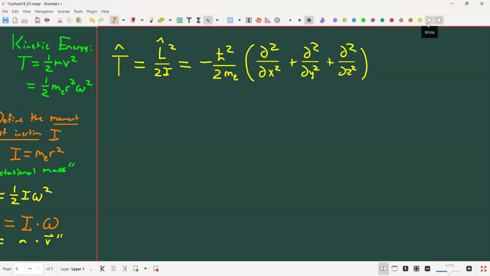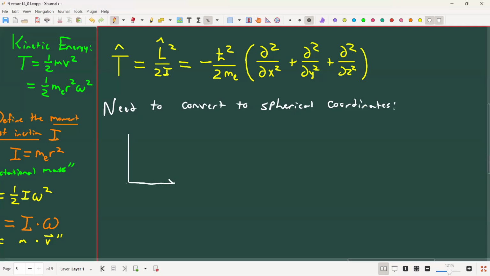But I'm not going to use polar coordinates, because polar coordinates are two-dimensional and we have a 3D problem. So let's forget about polar and go to the next step, which is spherical coordinates, the coordinates of a sphere instead of a circle. So we need to convert to spherical coordinates. All right, so let's do that. It should be a little bit of review for the math nerds in the room.